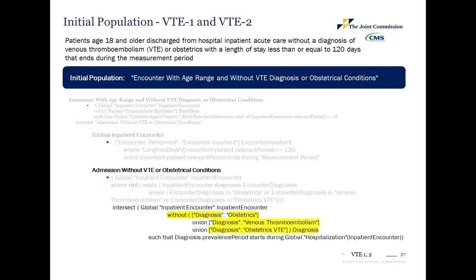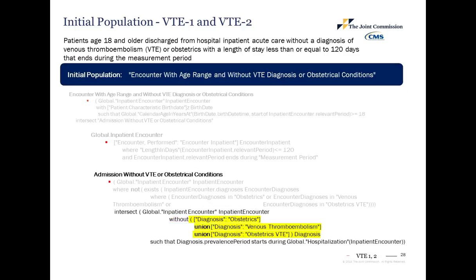In the second part of this expression, we are also looking for an inpatient encounter that does not have a diagnosis of obstetrics, VTE, or obstetrics VTE. The difference here is that we're using the diagnosis data type. And we use union here to combine all three diagnosis value sets. So again, any of these diagnoses will meet the condition.